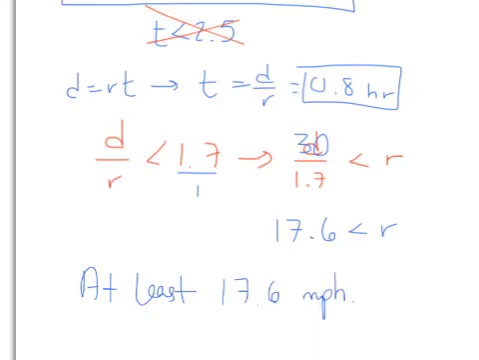Here's a question for you. If you go faster than 17.6, is that okay? Because you'll make it in less time, right? You'll still be under the 2.5 hours. That's why it's greater than. That's why R is greater than 17.6, because you could go faster than that, and you'll still make it in under 2.5 hours. But if you go slower than that, are you going to make it? No. That's why R is greater than 17.6. Okay, make sense of your answer.